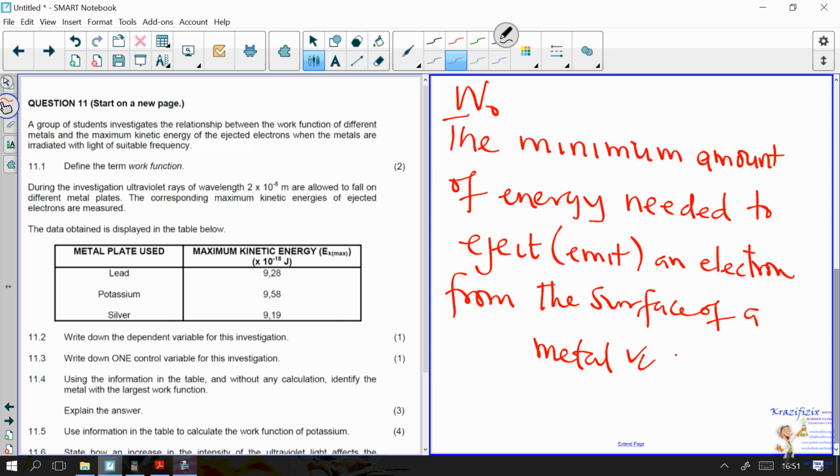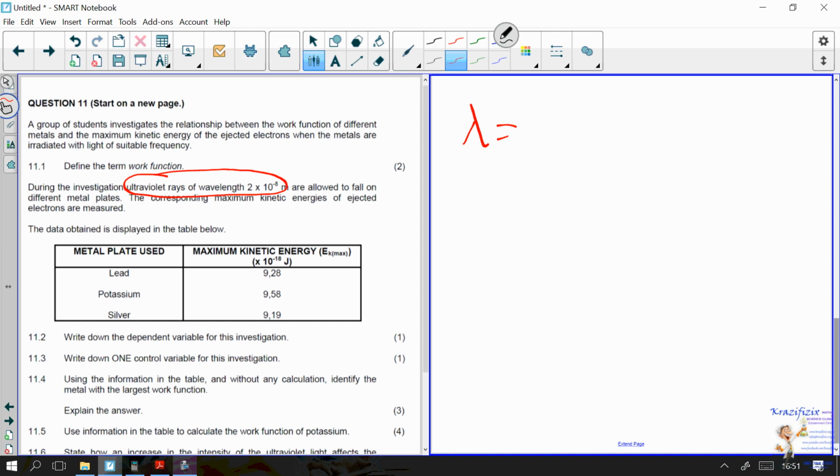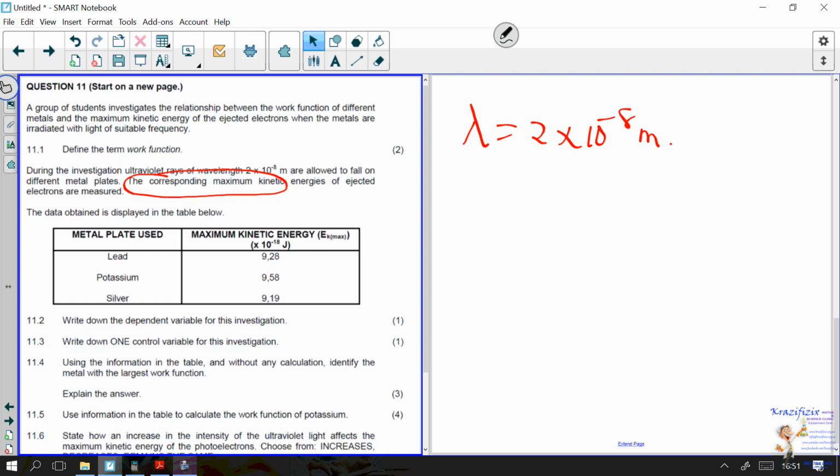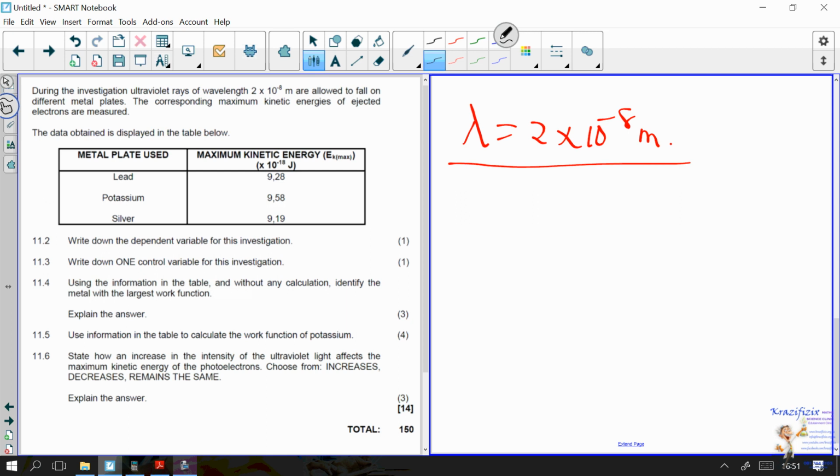Now, during the investigation, ultraviolet rays, now they give us a wavelength. Let's write that down. Wavelength is 2 times 10 to the power negative 8 meters, are allowed to fall on different metal plates. The corresponding maximum kinetic energies of ejected electrons are now measured. And we have a table for that. Write down the dependent variable. Good. It's an experiment, or an investigation.